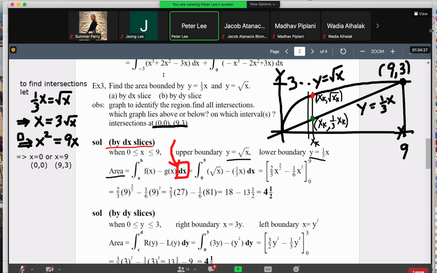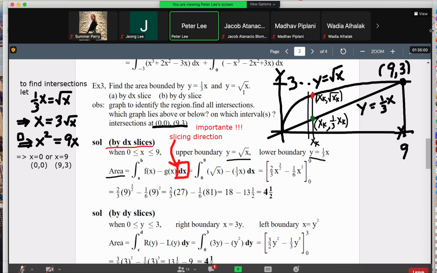The slicing direction, let me write this in red. This is very important. Slicing direction, very important here.